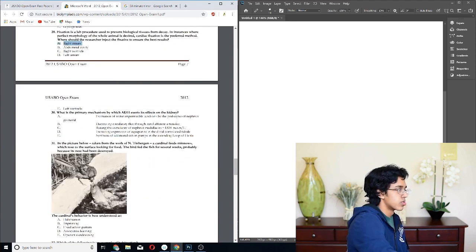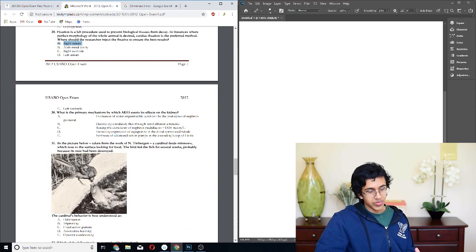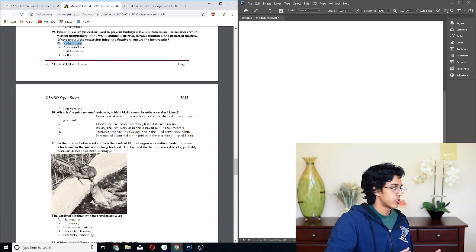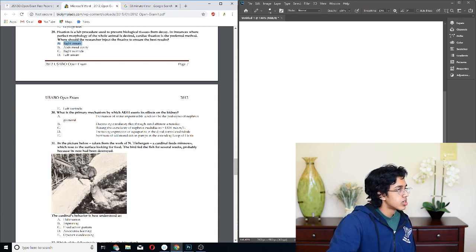Okay, so ADH means anti-diuretic, which means you have more concentrated urine. So, no, it's not going to be by the podocytes because that's filtration. It doesn't affect filtration. It has to do with the collecting duct. So D seems right. Yeah, I'm pretty sure it's D.